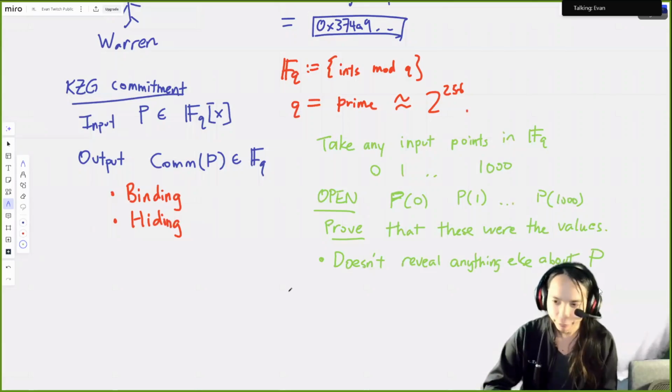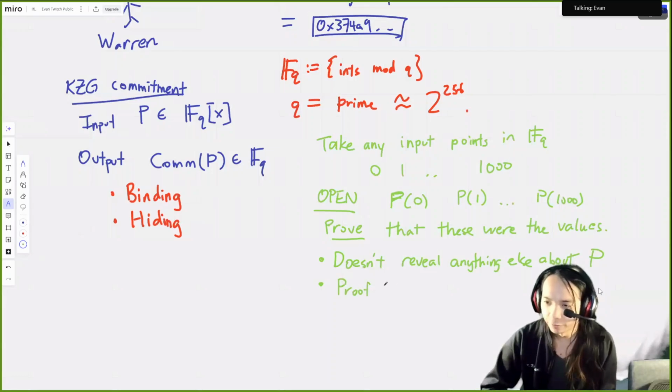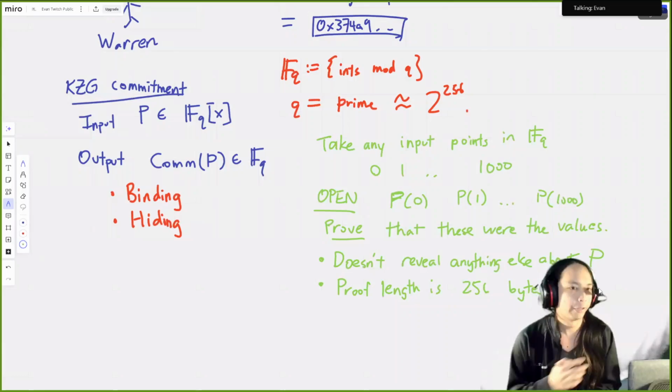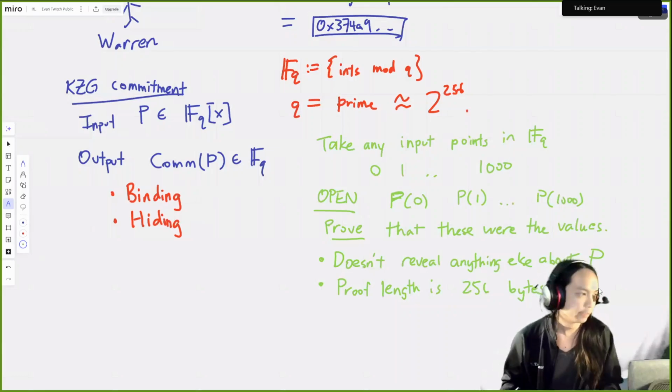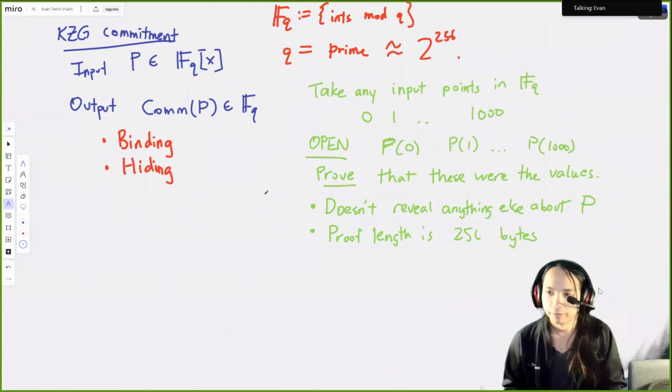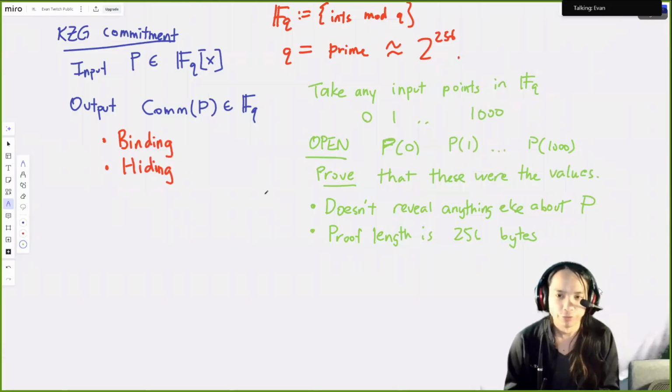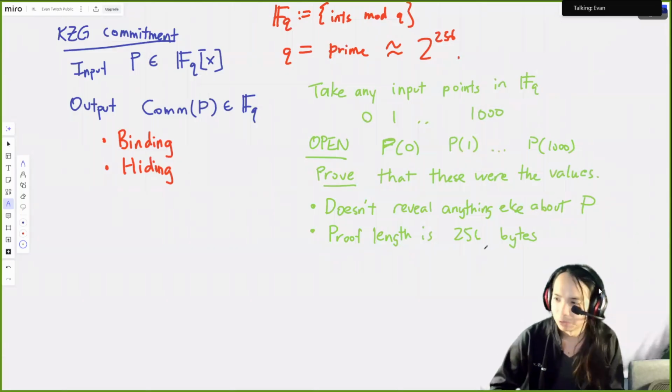And most incredibly, the proof length, when I give you a proof of this, the length of the proof is exactly 256 bytes. So it doesn't matter if I open the commitment at 1,000 numbers or a million numbers. The length of the proof that I give you that my openings are truthful is always a single 256 bit number. Sorry, it should be bit, not byte.